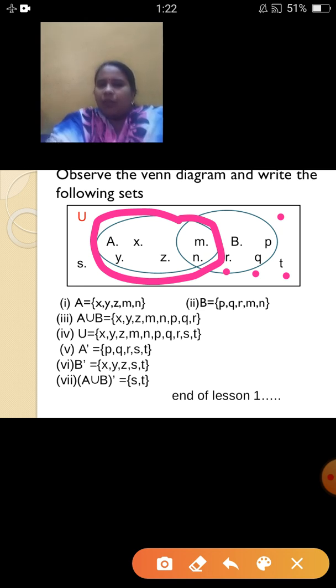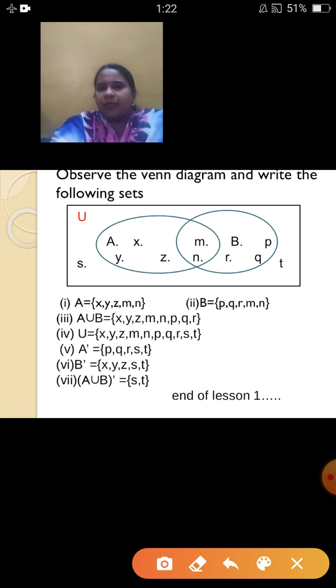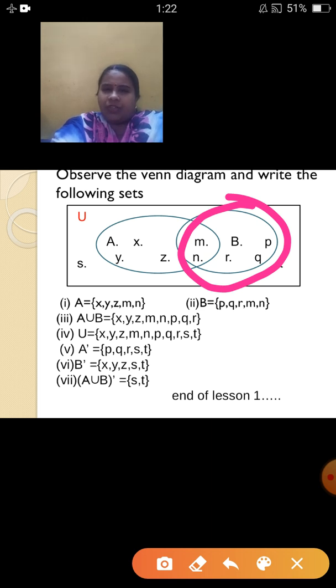Same way, what should be B complement? B complement will be other than these elements which are there in set B, all the elements which are there in the universal set. Which are they? X, Y, Z, S and T here. Correct? So these are the elements in B complement.